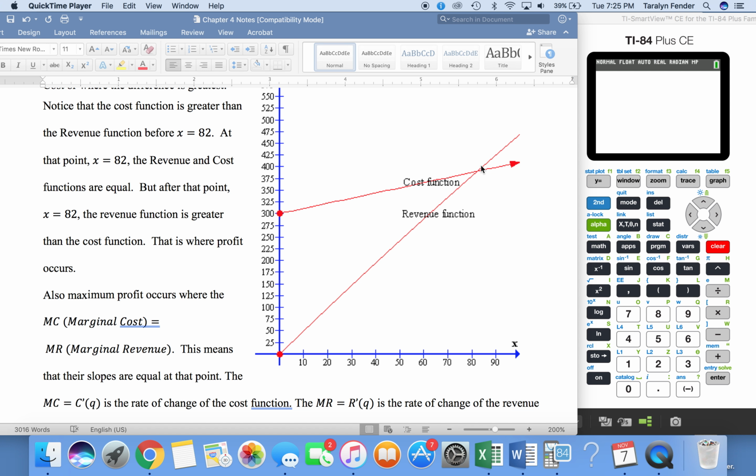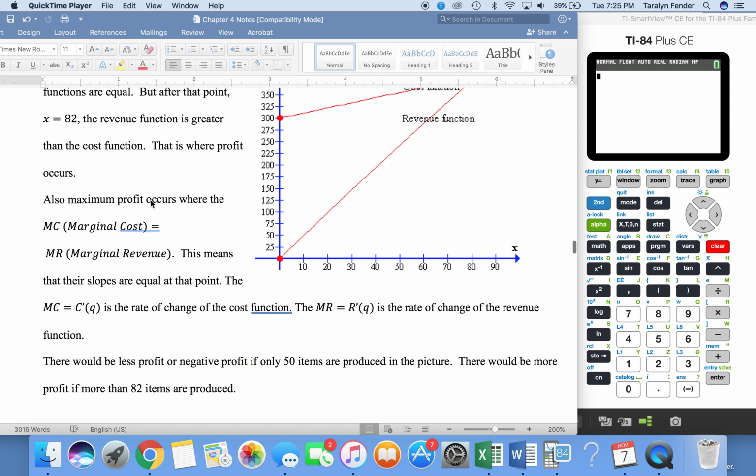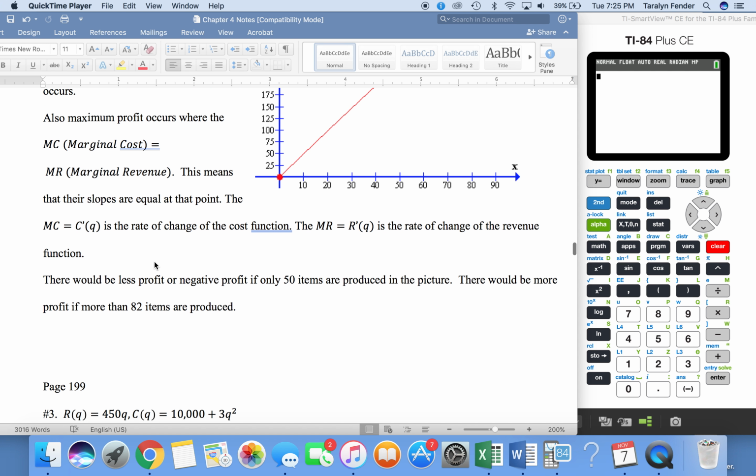Here is our revenue function, so our revenue function is greater than our cost function, so after 82 items are produced, then profit begins to happen. Prior to that, the cost function is greater than the revenue function. Also, maximum profit occurs when marginal cost is equal to marginal revenue. This means that their slopes are equal at that point.